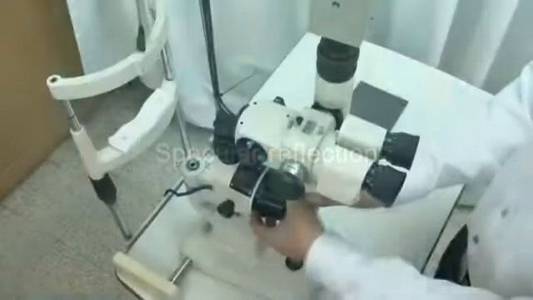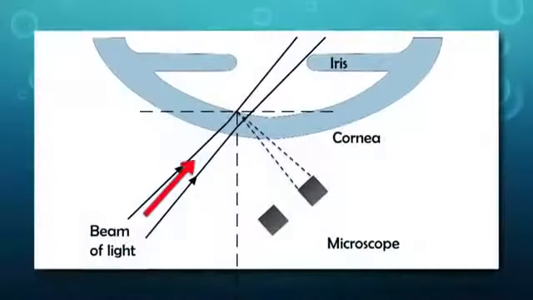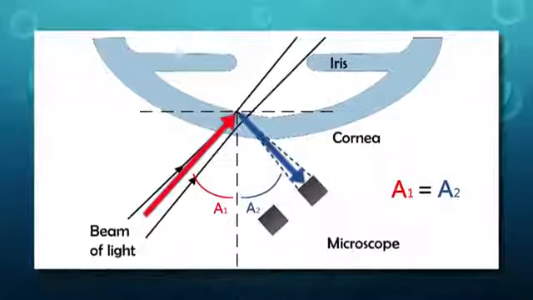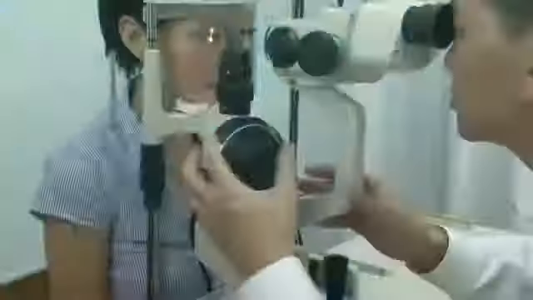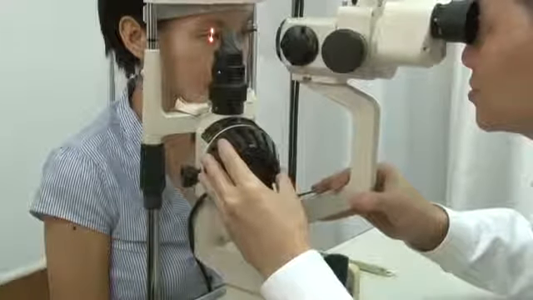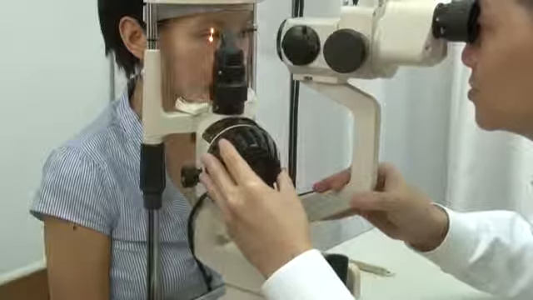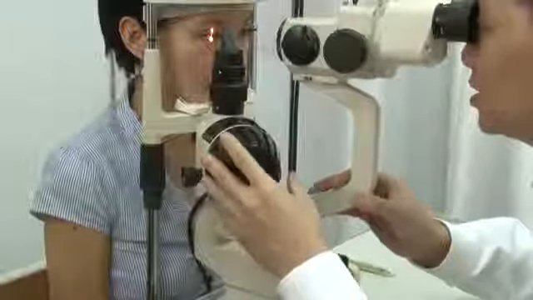Specular reflection. First, set the angle between the light source and the observation system at a point that the reflection path of the light source overlaps with the observation path. Adjust the slit width to about 2 millimeters, similar to parallelepiped. Set light source at maximum and magnification is set initially on low.